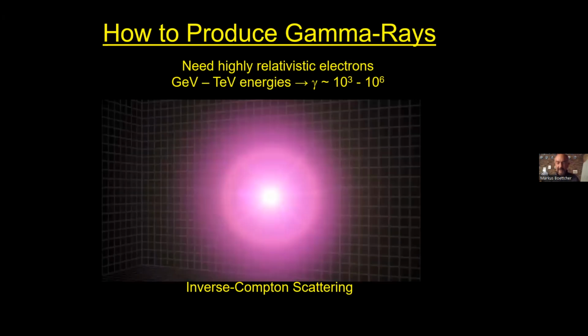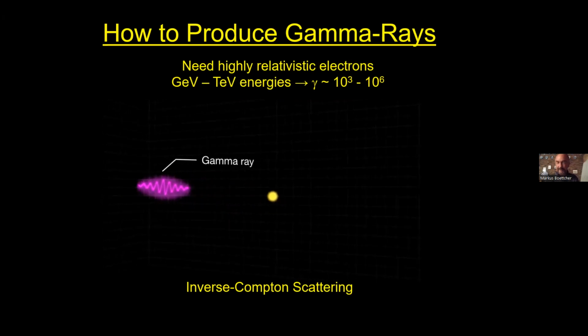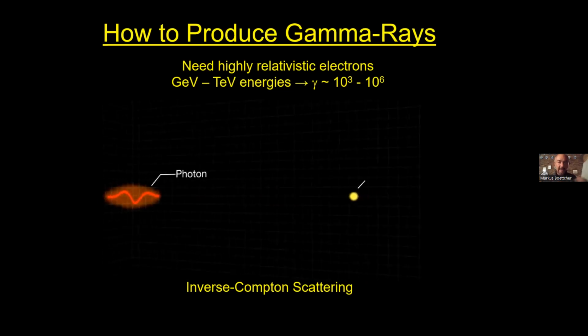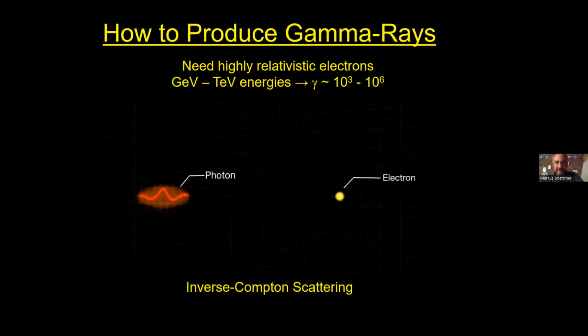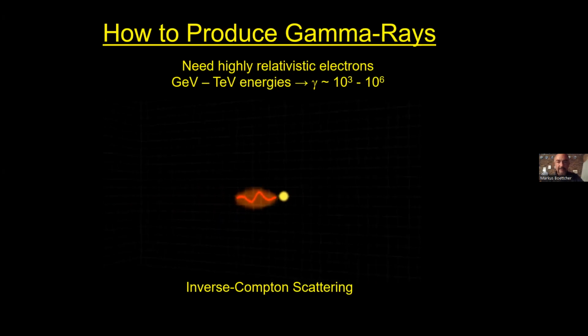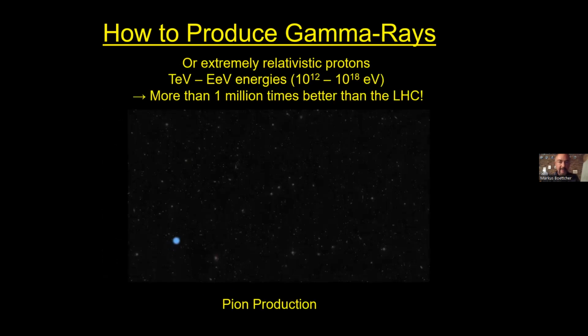And if those interact with low energy photons, like a visible light photon, they can upscatter this photon to very high energies and produce gamma rays that way. And that is one of the most common mechanisms through which sources make gamma rays. So for that, we need these extremely highly relativistic electrons.